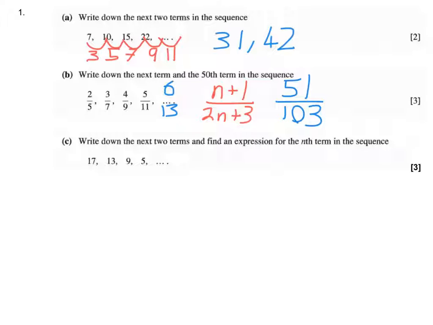This time we're actually being asked to find the nth term. So let's have a look what's going on. We're going down by 4, down by 4, down by 4, so it's a linear sequence. That means it's similar to the negative 4 times table, is the way I look at it.